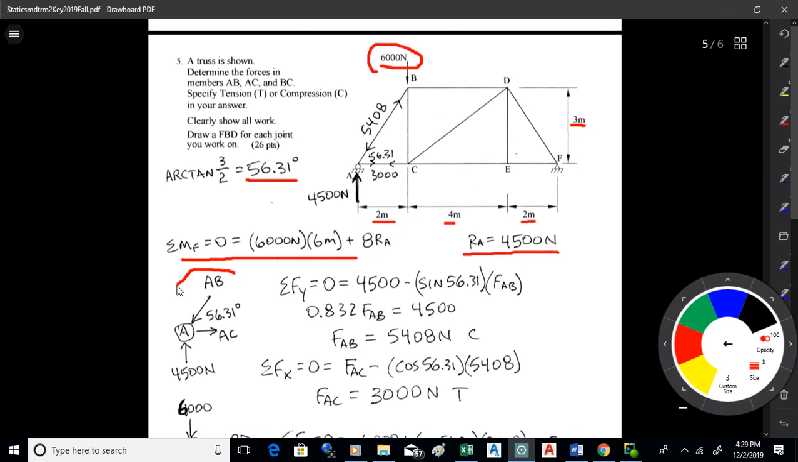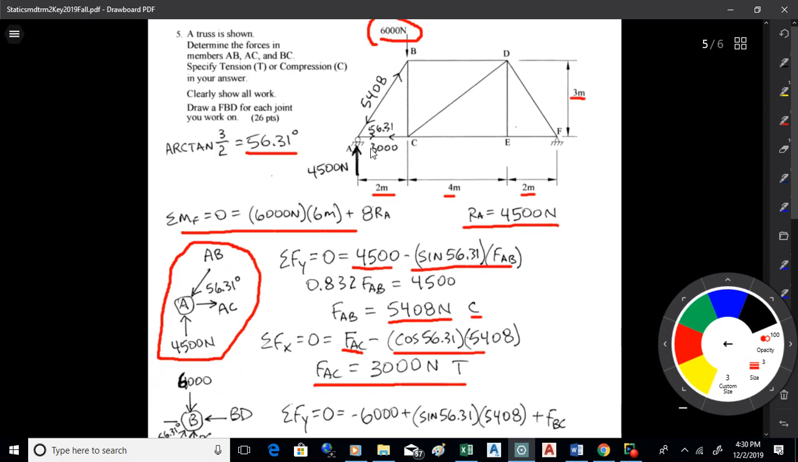Okay, once I've got that, I can get this free body diagram here. What I'm doing is I'm cutting out joint A and analyzing it. 4,500 up. When I go sum of Fy minus sine of the angle times FAB down. FAB then is 5408. I get a positive answer, meaning it does act down and to the left, which means it pushes on A, so it's compression. Then I go sum of Fx, FAC to the right, minus cosine 56.31 times the 5408. So FAC to the right there is 3,000 tension.